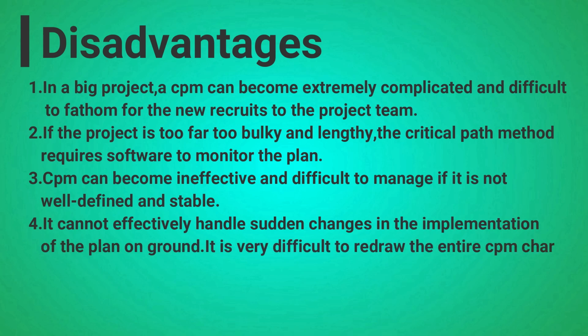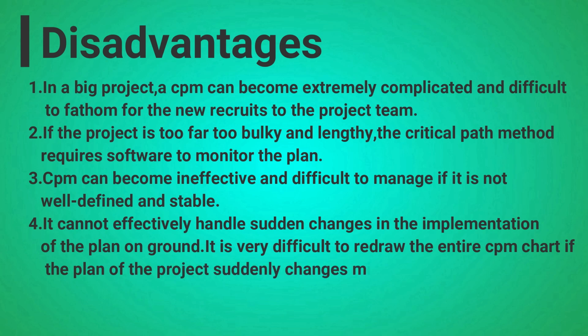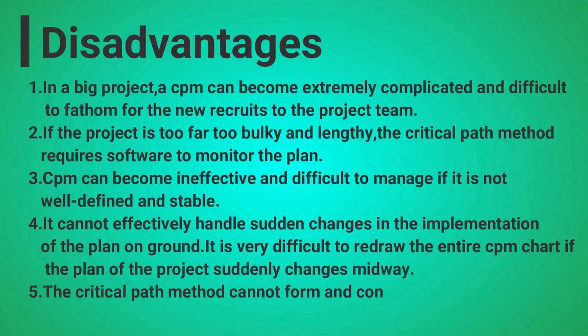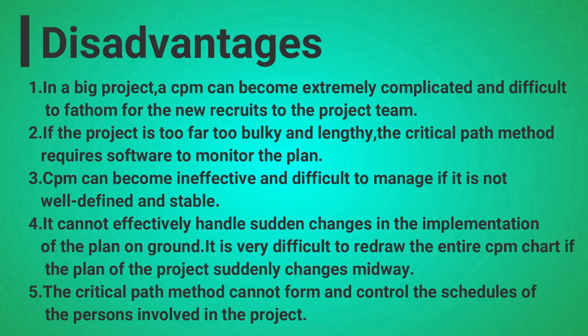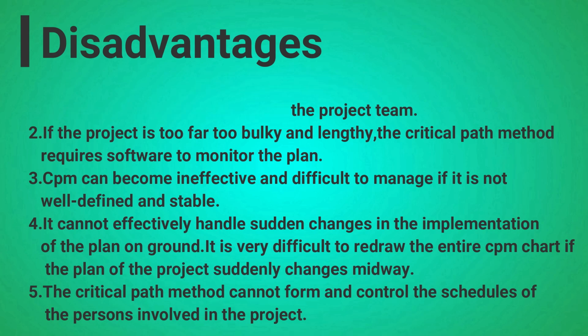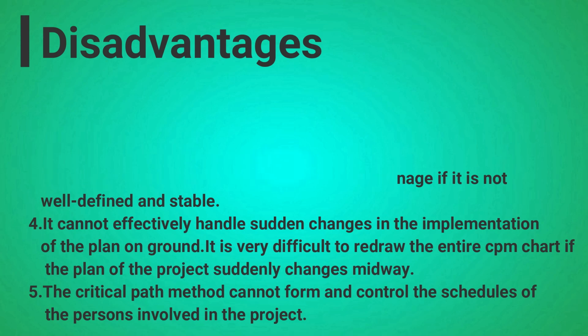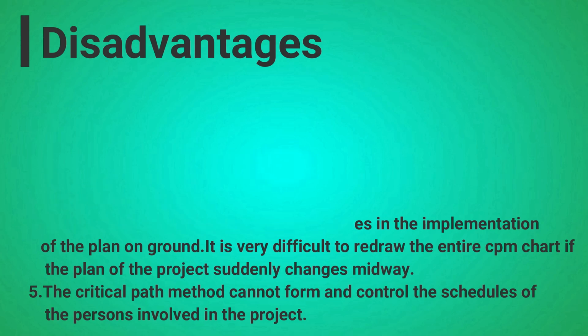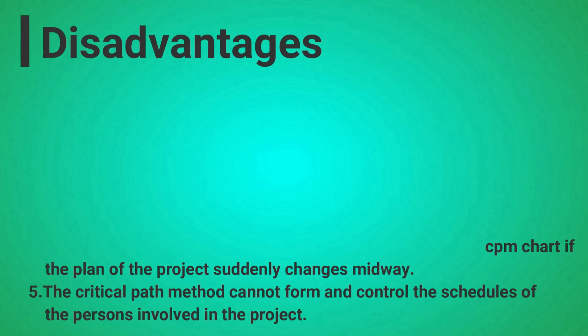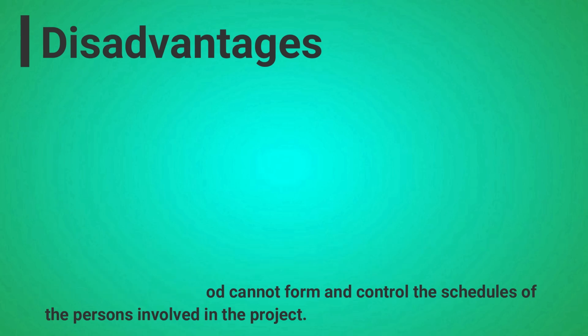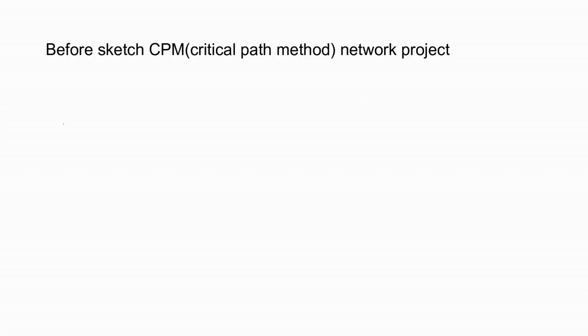Number three, CPM can become ineffective and difficult to manage if it is not well defined and stable. Number four, it cannot effectively handle sudden changes in the implementation of the plan on the ground. It is very difficult to redraw the entire CPM chart if the plan of the project suddenly changes midway. Number five, the critical path method cannot form and control the schedules of the persons involved in the project.